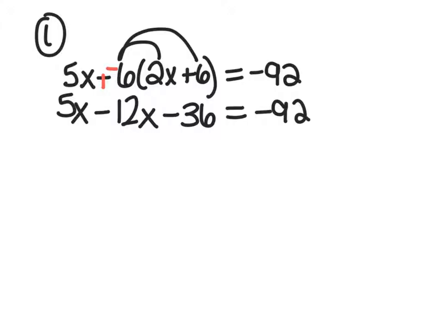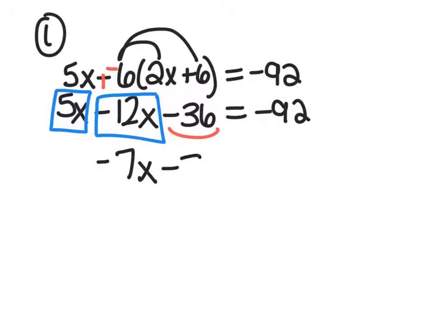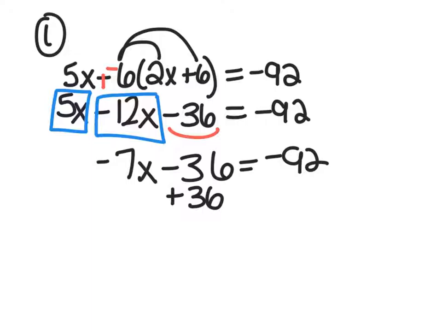All right, now we can combine like terms. I see 5x. Some people like to box it up here. I've got 5x and a negative 12x. That makes for negative 7x. And then I just have this minus 36 here. And all of that is equal to a negative 92. So we have our variable isolated on the left-hand side. We need to get rid of the 36 that's with it, or the negative 36 that's with it. So to do that, I add 36.